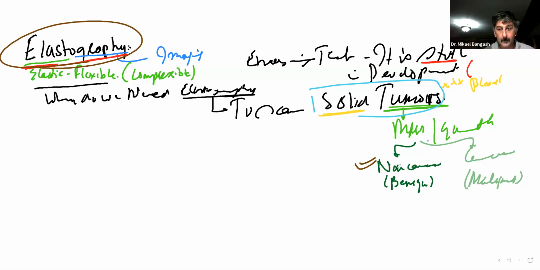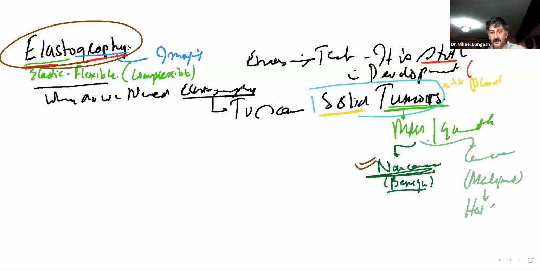Practically, we mainly look at the common difference between a non-cancerous solid tumor versus a cancerous or malignant tumor. What is pretty much common for a solid tumor, a solid mass which is going to be cancerous?